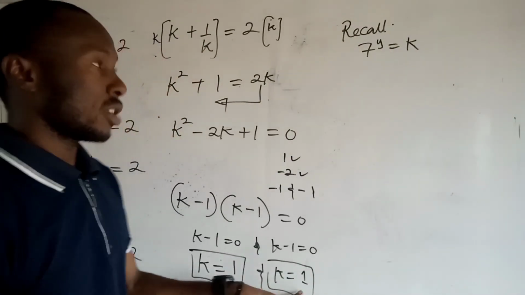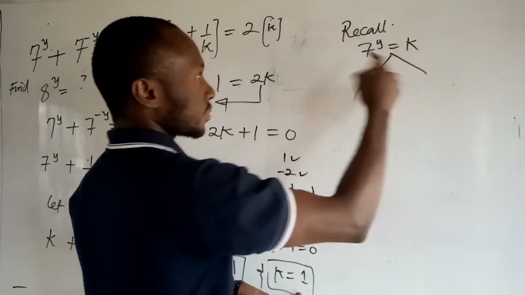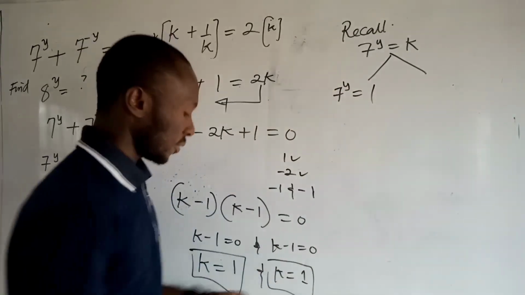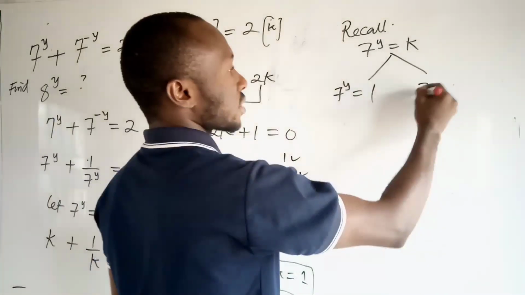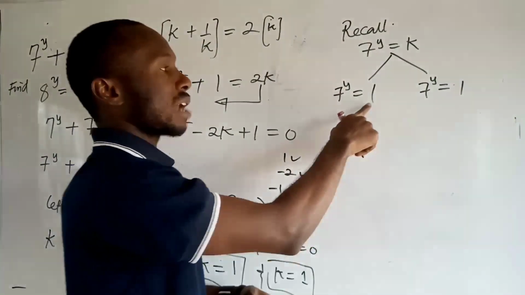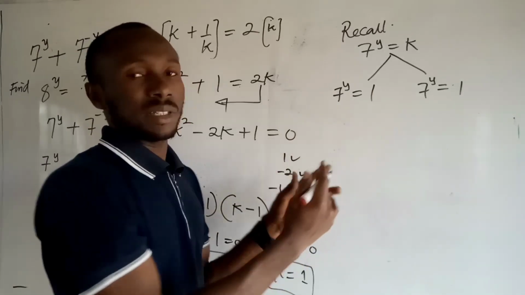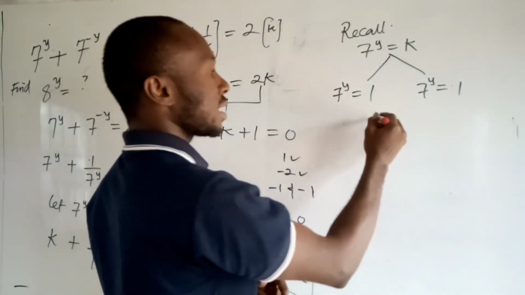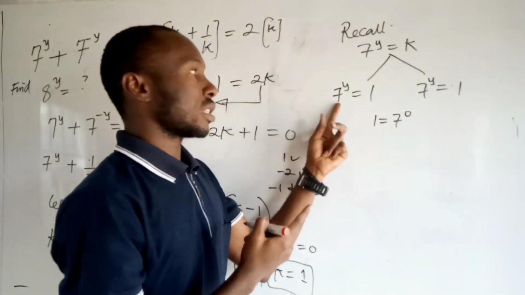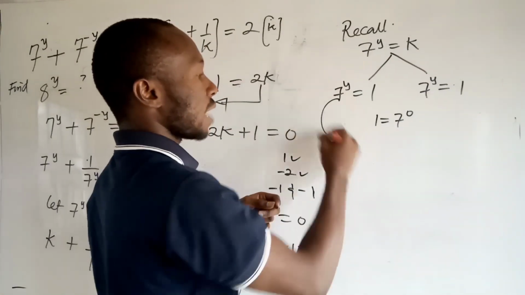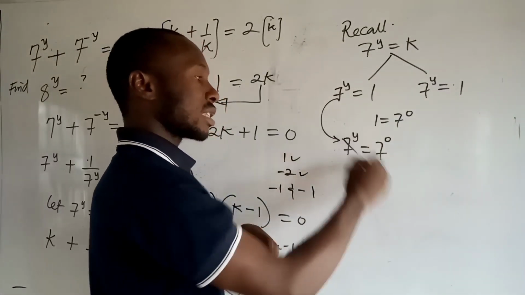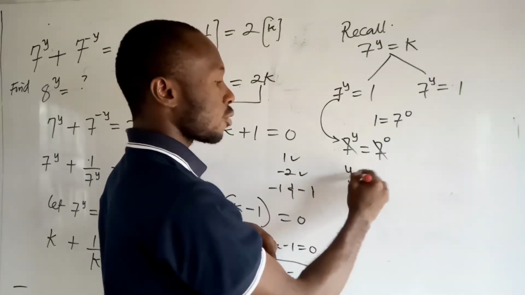So remember, we have two values of k. So this is going to become 7^y = 1 for the first value of k, and of course we have 7^y = 1 for the second value of k. I can write 1 in index form of 7. 1 is also the same as 7 to the power 0. I'm doing this strategically because I want the base to cancel out. So 7^y = 7^0, and of course the 7 will cancel out, so y = 0.